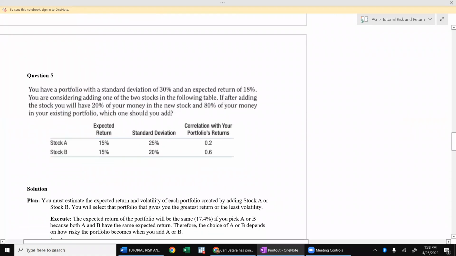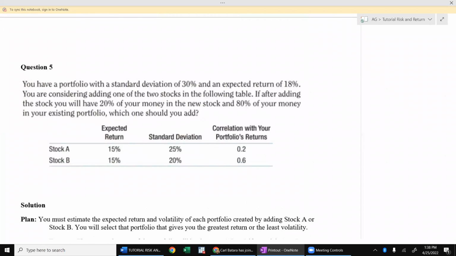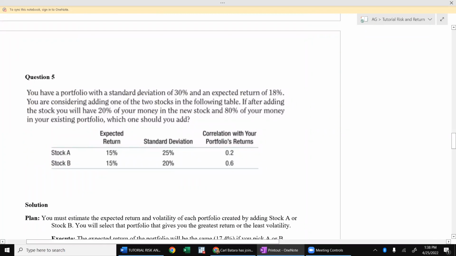Okay, so now let's get to question number 5. You have a portfolio with a standard deviation of 30%. The risk of the portfolio is already given, so you don't need to calculate that. The risk of the portfolio is 30%, and the expected return of the portfolio is 18%. So risk and return of the portfolio are already given. So what would be new?